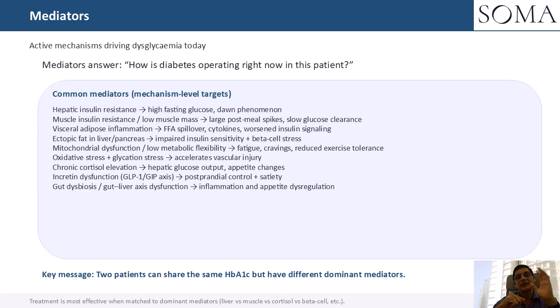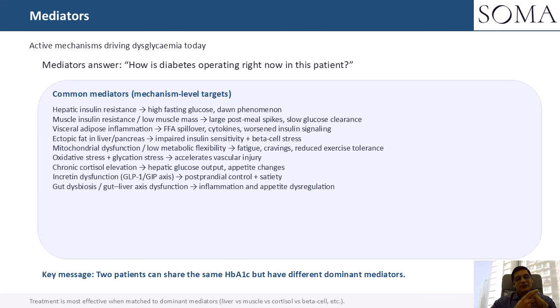Gut dysbiosis and gut liver axis dysfunction. This can contribute to inflammation, insulin resistance and appetite dysregulation. Now here is the key clinical point. Different patients have different dominant mediators. Two patients can have the same HbA1c but different mediators. If the dominant mediator is fatty liver, you need a liver focused strategy. If the dominant mediator is sarcopenia, you need a muscle first strategy. And if the dominant mediator is cortisol and sleep, you need a circadian and stress first correction. This is why functional medicine is fundamentally about mechanism based personalization.